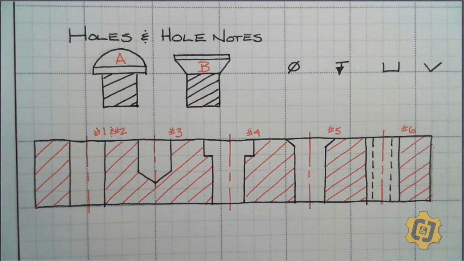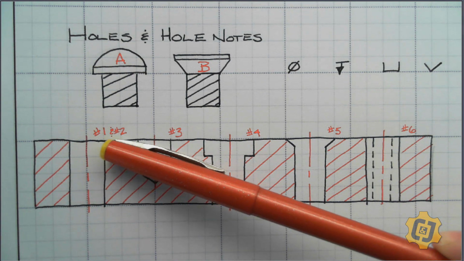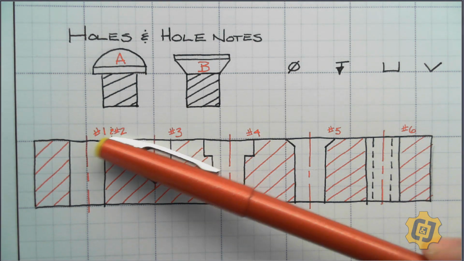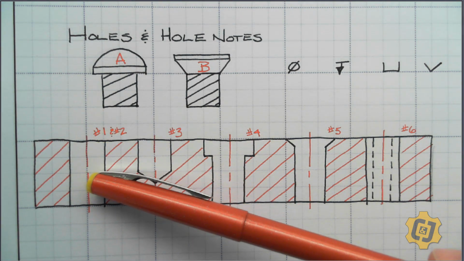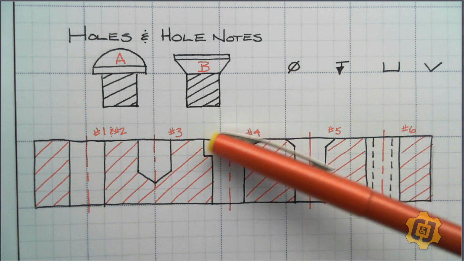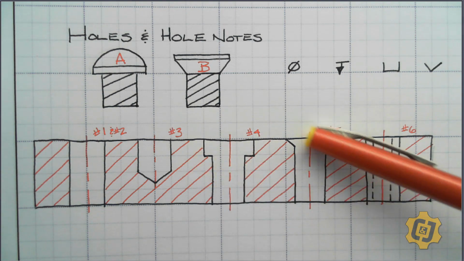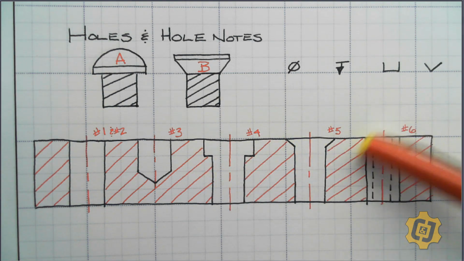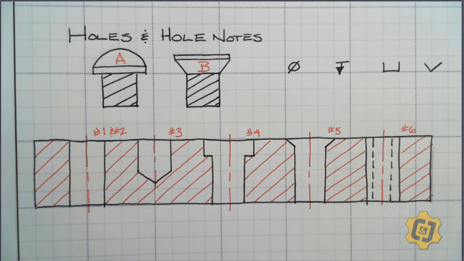We actually have 6 hole notes themselves, or 6 different types of holes. As you can see in this little drawing, number 1 and number 2 actually look identical to each other. You're never going to see them look visually any different. Number 3 is a little bit different. 4 has something special going on at the top. 5 has something special at the top, and then 6 is something different altogether.